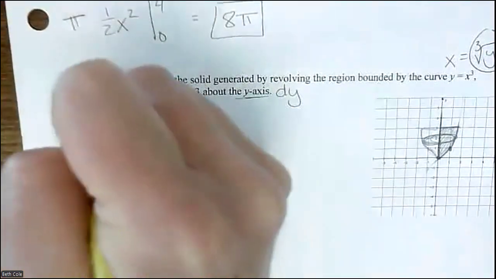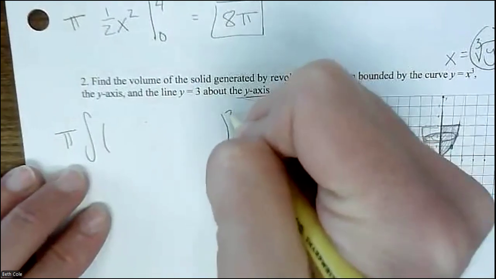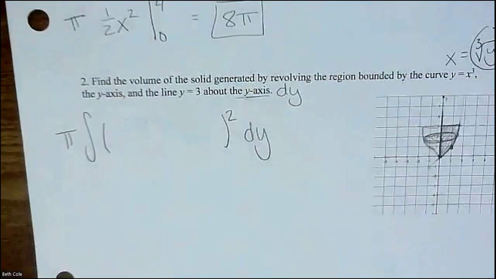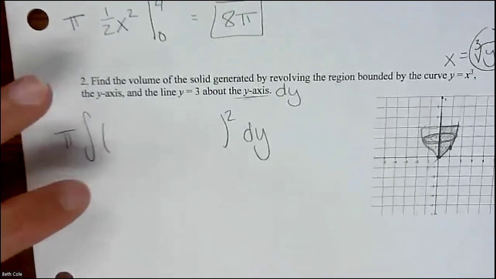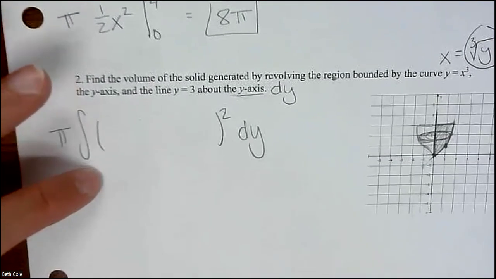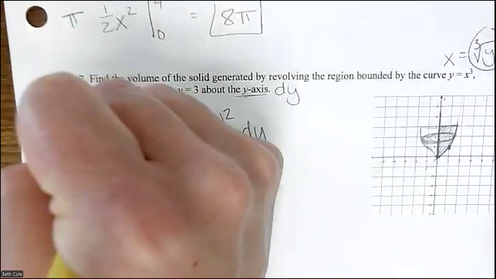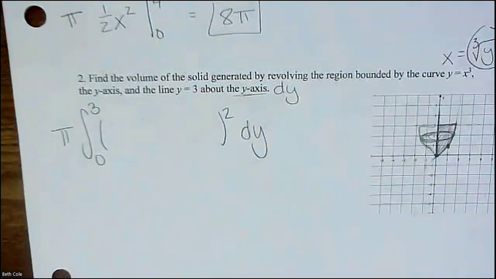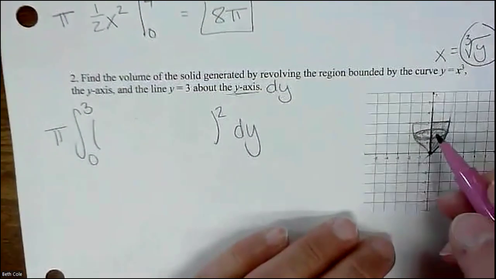So when you go to set this up, do it blank. It's pi r squared dy, because you'll forget the squared or you'll forget the pi if you don't set it up blank. Boundaries are going to be y values, so that would be where to where? Yep, 0 to 3. And this time it's going to be right minus left for your radius.